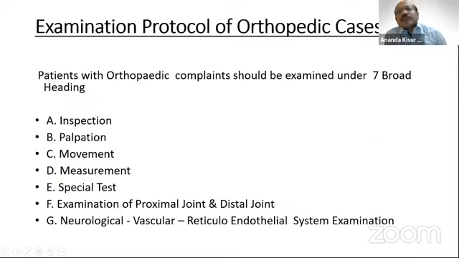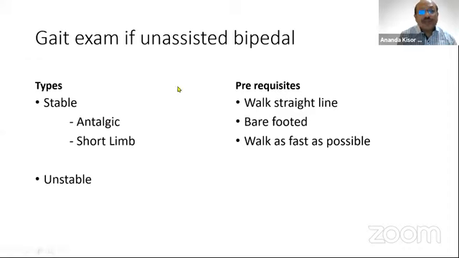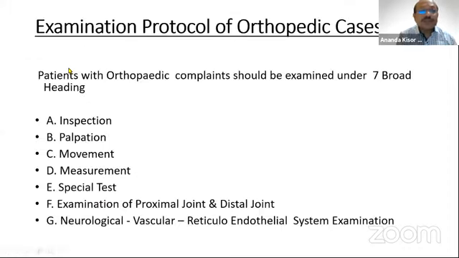So we are going directly to the orthopedic examination. Life has become easier because there are 7 broad headings. So we have to remember the 7 broad headings for the hip orthopedic examination: inspection, palpation, movement, measurement, special test, examination of the proximal joint and the distal joint, and neurological, vascular, and the reticuloendothelial system, the last point. Every point has been divided into 3 subheadings. Like inspection may be divided into attitude and deformity, next is the swelling or wasting, and the skin abnormality.